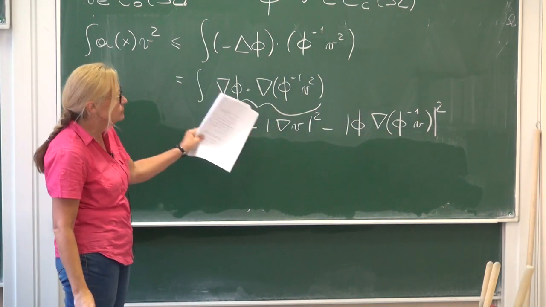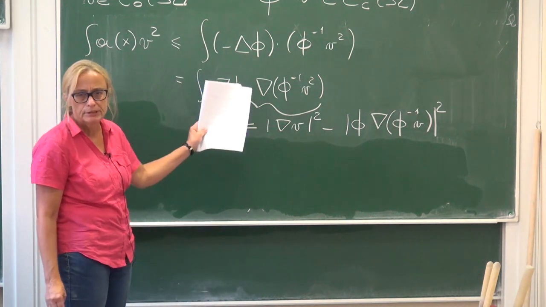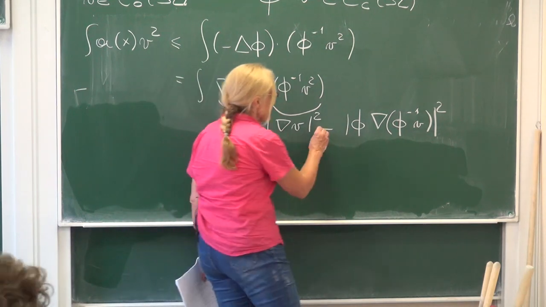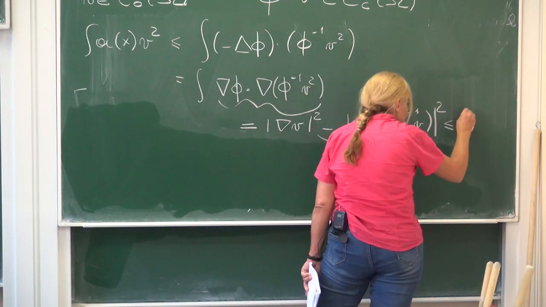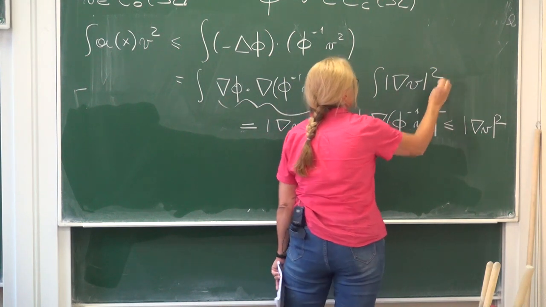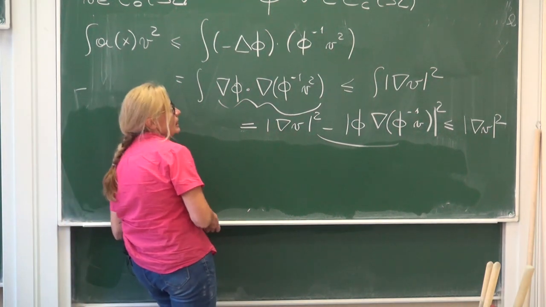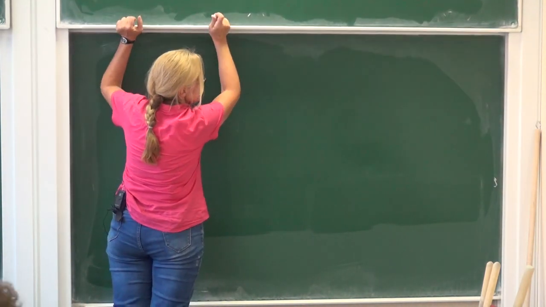This is pointwise equal to this one. Try to check. This is the Picone identity. And this is negative, so this is pointwise smaller or equal than gradient of V squared. And trivially, this is smaller or equal than gradient of V squared. In essence, this is the proof. You can see it's so simple. That's the reason why, when I look at integral inequalities, first of all, I try to use solutions to equations or super solutions to some equations and so on.